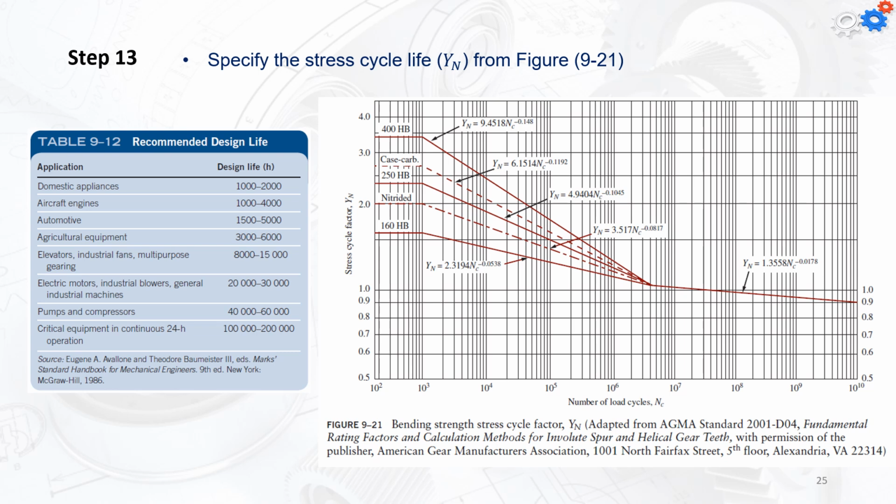So by getting the value for the design life H, we can simply go to the figure, or use any of the equations that we have there, to calculate the value for the YN. The NC in the equation is the number of the load cycles. We can put in the equations that we have there, depending on the value that we're going to have for the material. And we are going to be able to find the value for the stress cycle factor we're going to use in the further calculations.